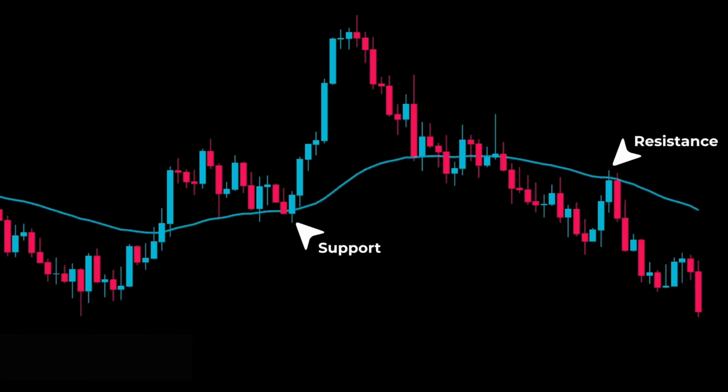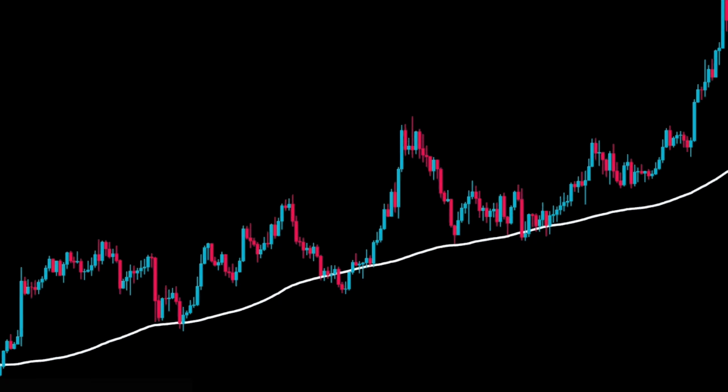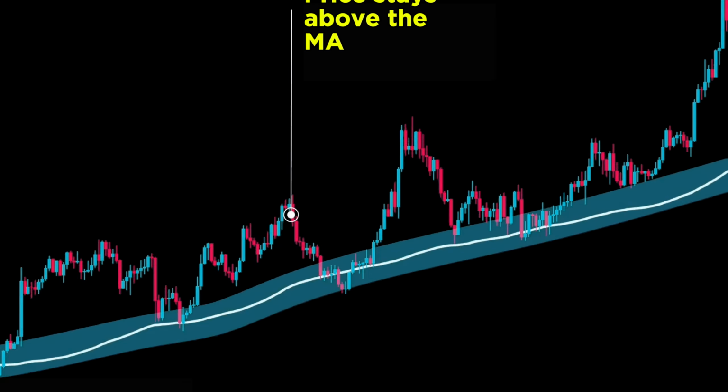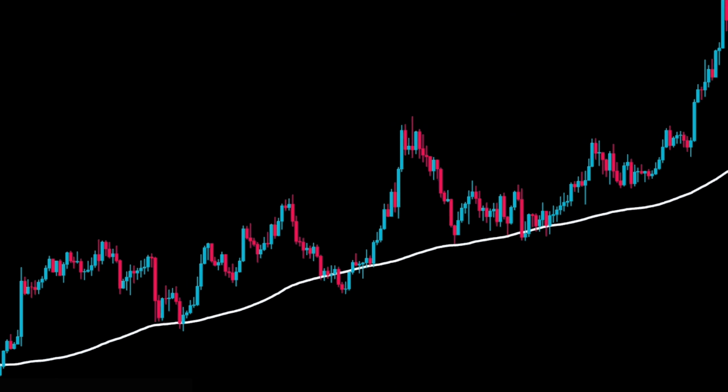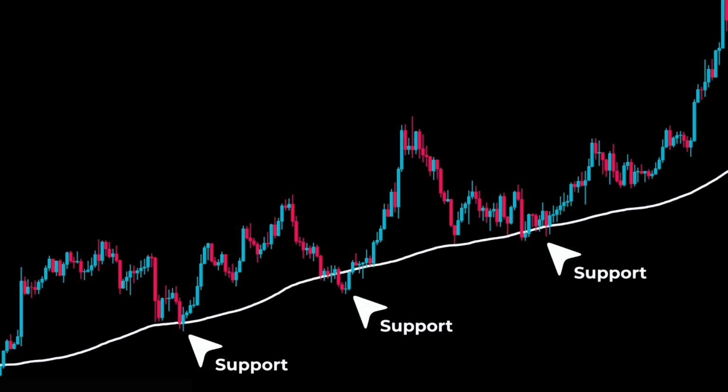identify potential reaction zones. During a bullish trend, the price generally remains above the moving average, showing that buyers are still in control of the market. As temporary pullbacks occur, the price often retraces toward the moving average before resuming its upward movement. In many cases, the moving average acts as dynamic support, causing the price to bounce higher once it makes contact.